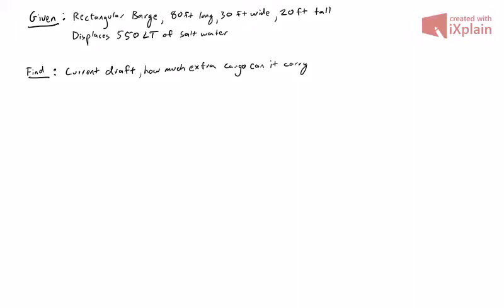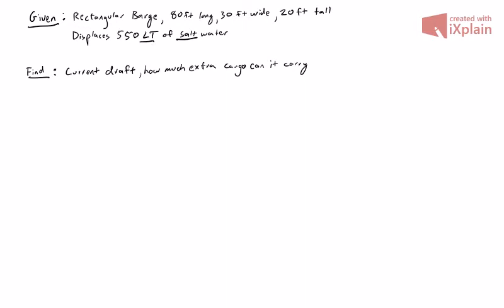Okay, so for this problem, we are given a rectangular barge that's 80 feet long, 30 feet wide, and 20 feet tall, and we're told that it displaces 550 long tons of salt water. So two things to notice right away.